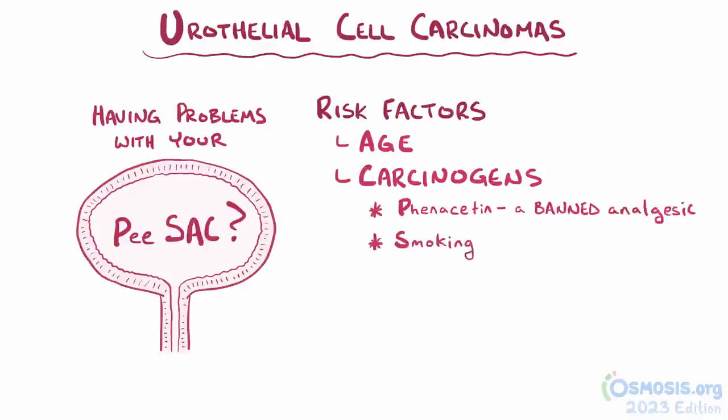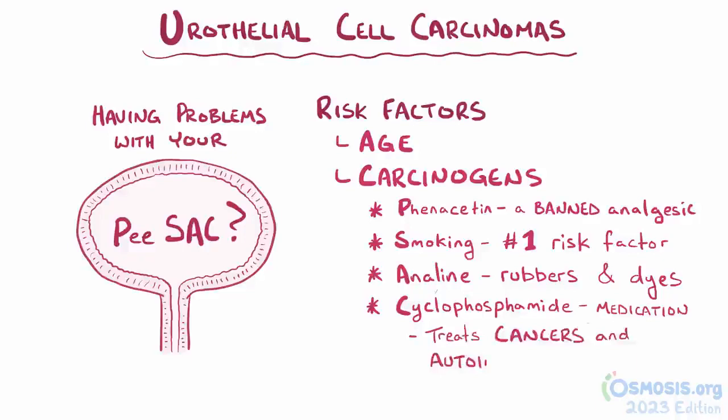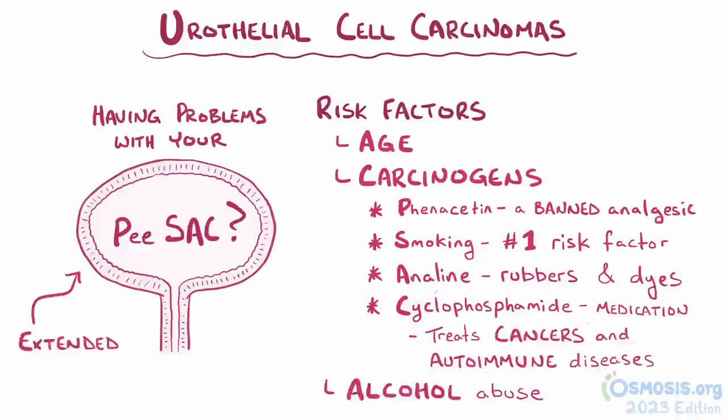S stands for smoking, which is the biggest risk factor, giving you yet another reason to not pick up the habit. A stands for aniline, which is an organic compound used in rubber and dye manufacturing. And C stands for cyclophosphamide, which is a medication used to treat cancers and autoimmune diseases, which has a toxic effect on the bladder. Heavy alcohol use and chronically having extended dwell times of urine in the bladder, think about truck drivers that don't pull over very often to use the restroom, are also linked to urothelial cell carcinomas.